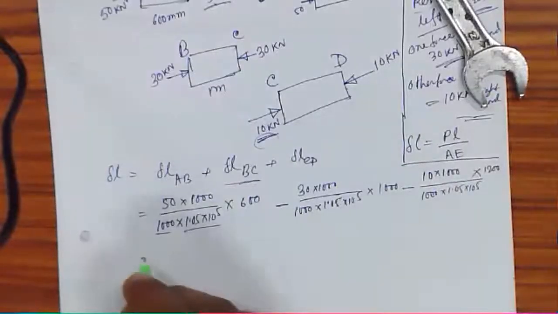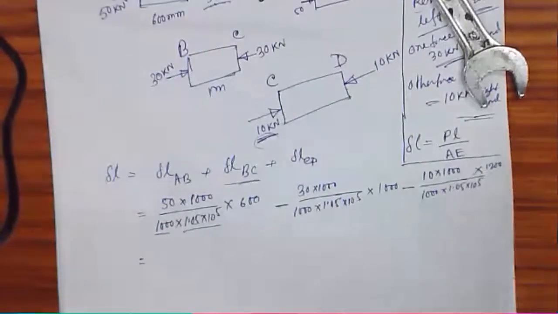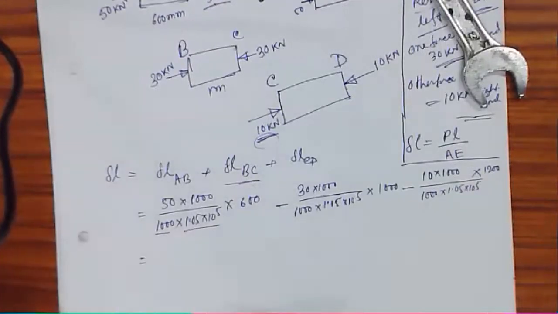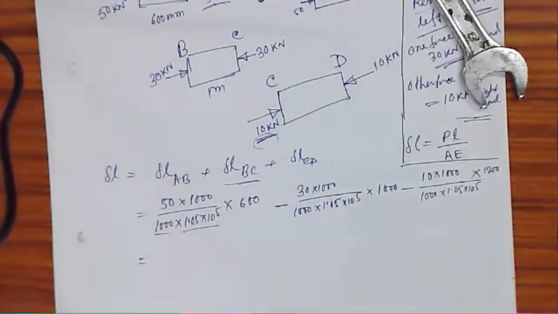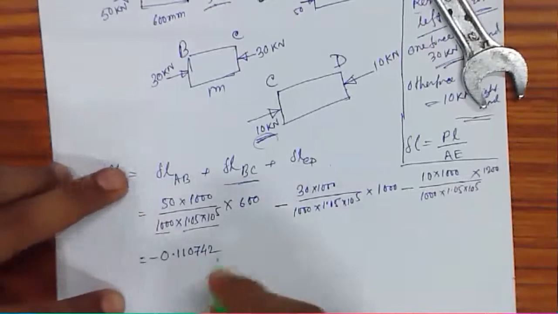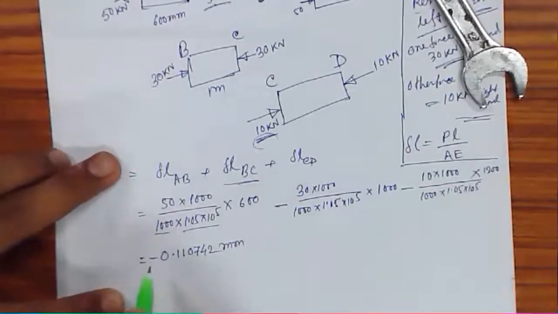Okay. Now you find out the answer and write it here. I don't have a calculator. I forgot to bring it, so I will not go into calculations. And the book from where I have taken this problem, it is wrongly solved there. Minus 0.1142, sir. Minus 0.110742. Is it okay? Millimeter. Yes.